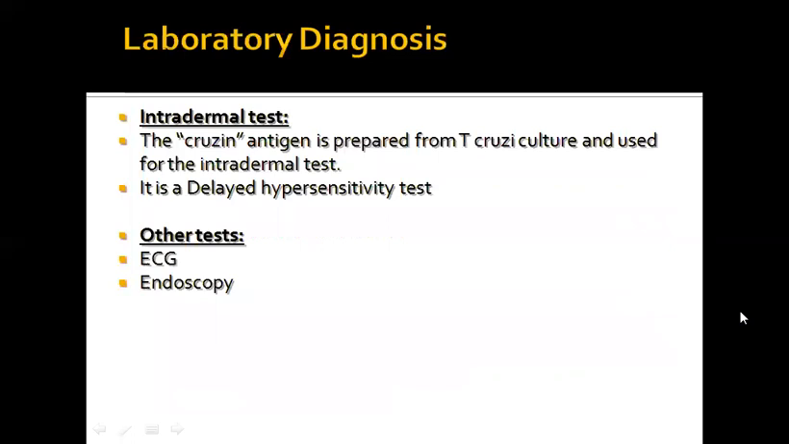Then we can have the intradermal tests. The cruzin antigen is prepared from Trypanosoma cruzi culture, and this antigen is used for the intradermal test. This is a delayed type hypersensitivity test performed on patients. Then other tests include the ECGs and endoscopies.